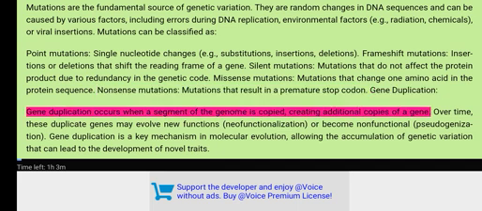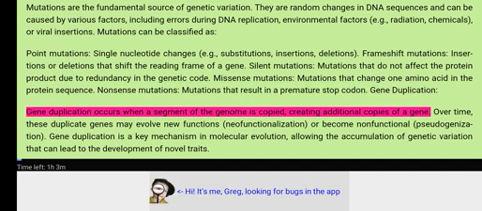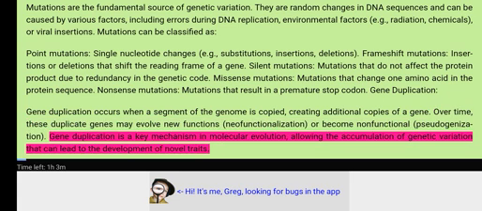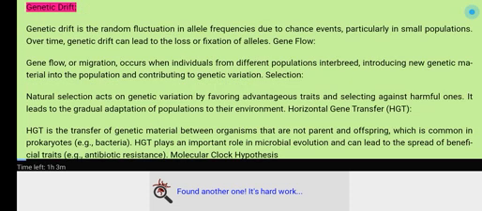Gene duplication. Gene duplication occurs when a segment of the genome is copied, creating additional copies of a gene. Over time, these duplicate genes may evolve new functions, neofunctionalization, or become non-functional, pseudogenization. Gene duplication is a key mechanism in molecular evolution, allowing the accumulation of genetic variation that can lead to the development of novel traits.